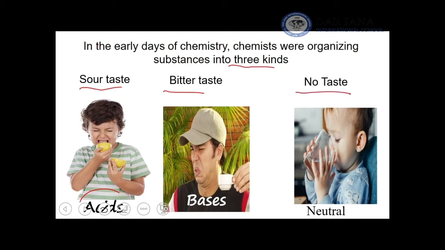Okay, but this isn't enough. We cannot identify all acids and bases by their taste, simply because not every substance can be tasted, and some substances are toxic, so it's neither accurate nor safe. But for now, taste is a property of acids, bases and neutral substances. So acids have a sour taste, bases have a bitter taste, and neutral substances have no taste.